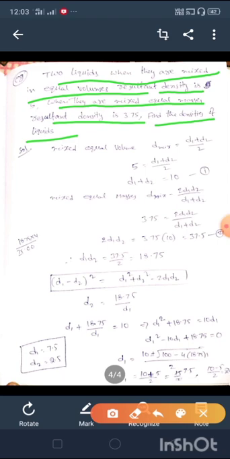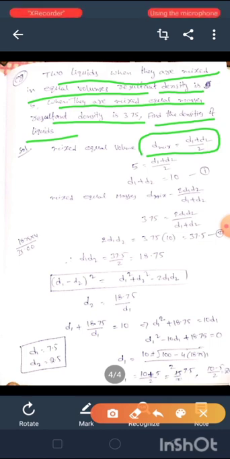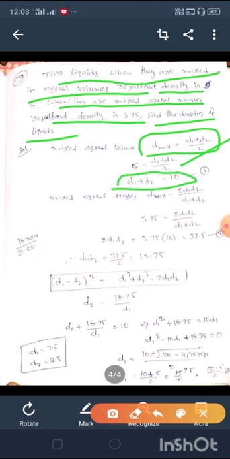We mixed equal volumes, and the density of the mixture formula is d1 plus d2 by 2. Already we discussed this in the previous class. Here d1 and d2 are mixed in equal volumes, and the density of the mixture is 5. So 5 is equal to d1 plus d2 by 2, therefore d1 plus d2 is equal to 10. This is equation number 1. When the two liquids are mixed with equal masses, the density of the mixture is equal to 2 d1 d2 by d1 plus d2.